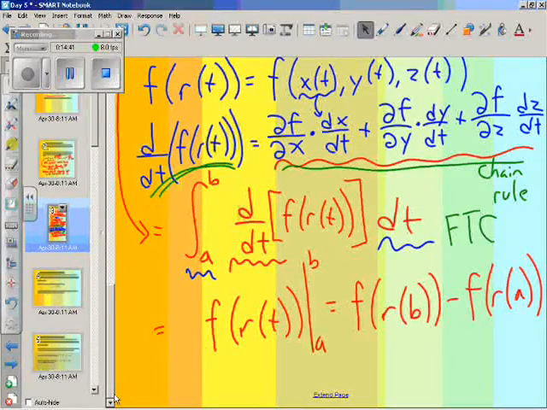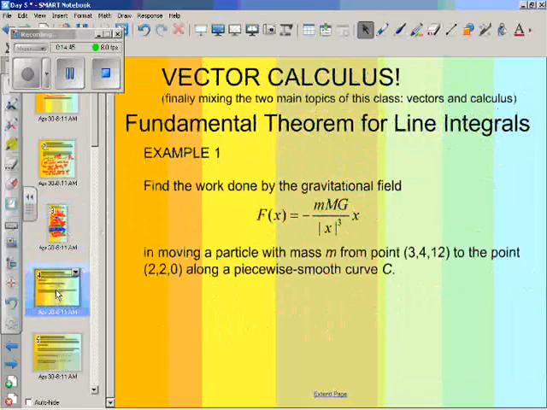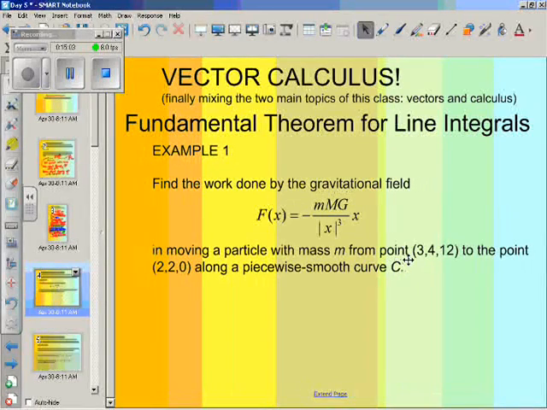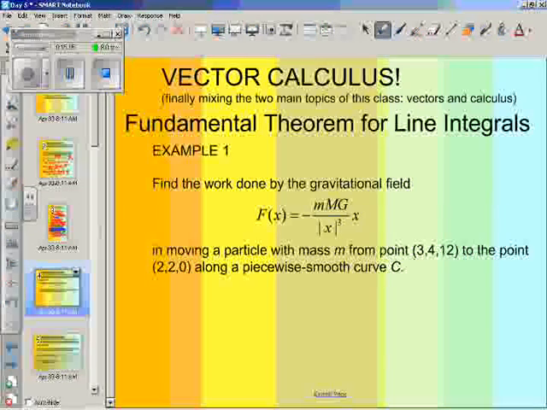Okay, so before I get into the implications of what this means, let's just look at an example. We want to find the work done by this gravitational field, and we've already looked at it a little bit, moving from the point 3, 4, 12 to the point 2, 2, 0.